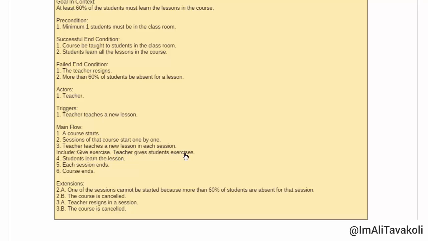Then I have written general explanations of what the give exercise use case is going to do. Then in the fourth step, students learn the lesson. 5, each session ends, and 6, finally the course ends. Extensions of the teach a course use case: 2A, one of the sessions cannot be started because more than 60% of the students are absent for that session. 2B, the course is cancelled. 3A, teacher resigns in the session. 3B, the course is cancelled.